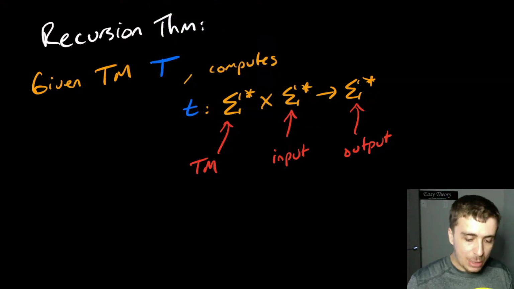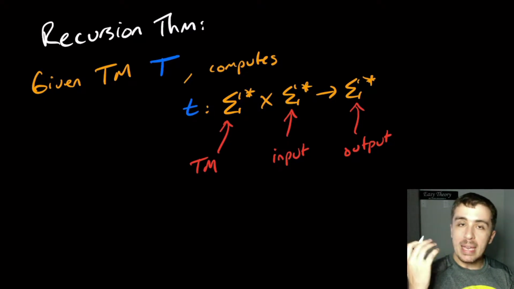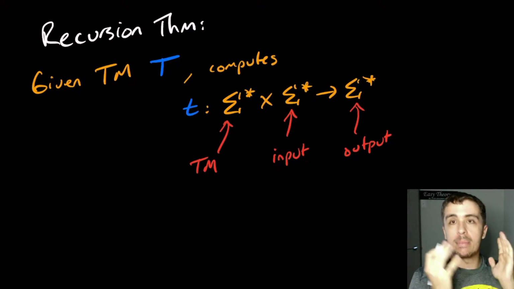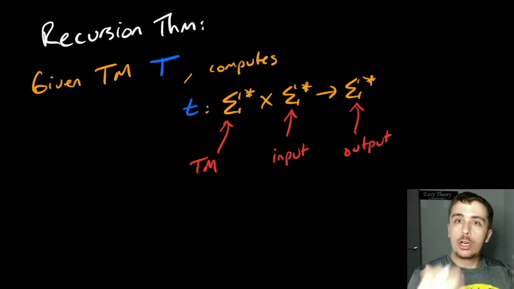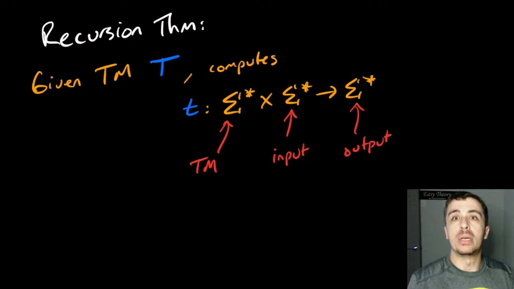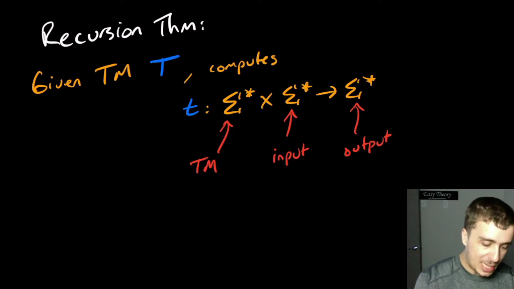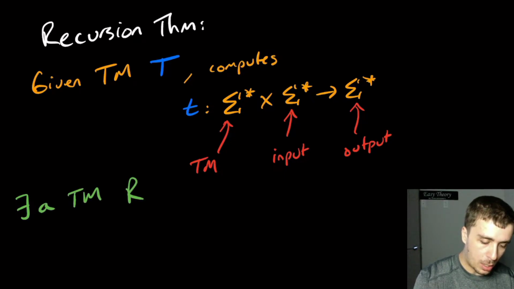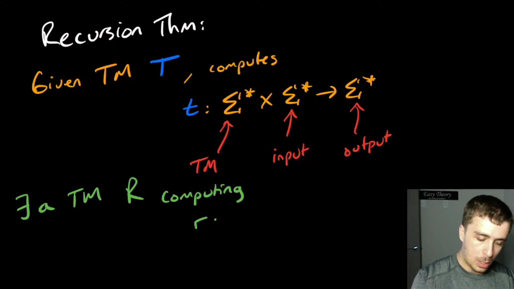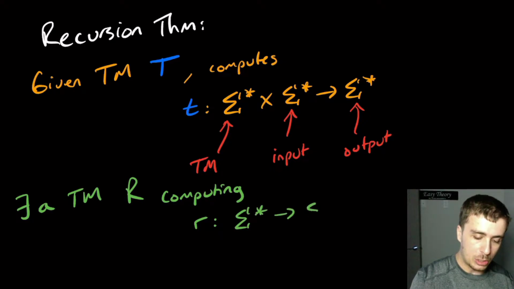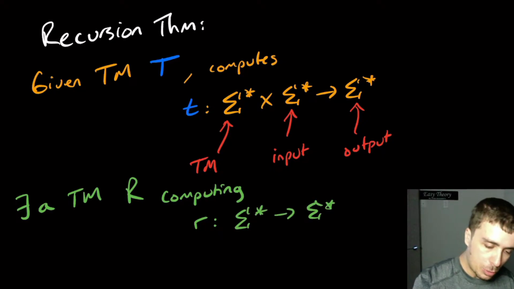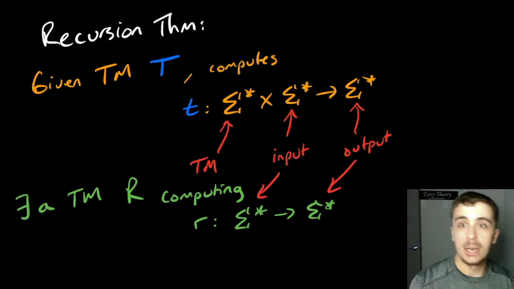And why would we actually need this is that we can actually make a Turing machine I'm going to call R, which agrees with this Turing machine on all inputs. Okay, so what does that actually mean? Then there exists a Turing machine I'm going to call R, computing some function little r, which is going to go from sigma star to sigma star. So here, in this particular case, the input is going to be there and the output's going to be there.